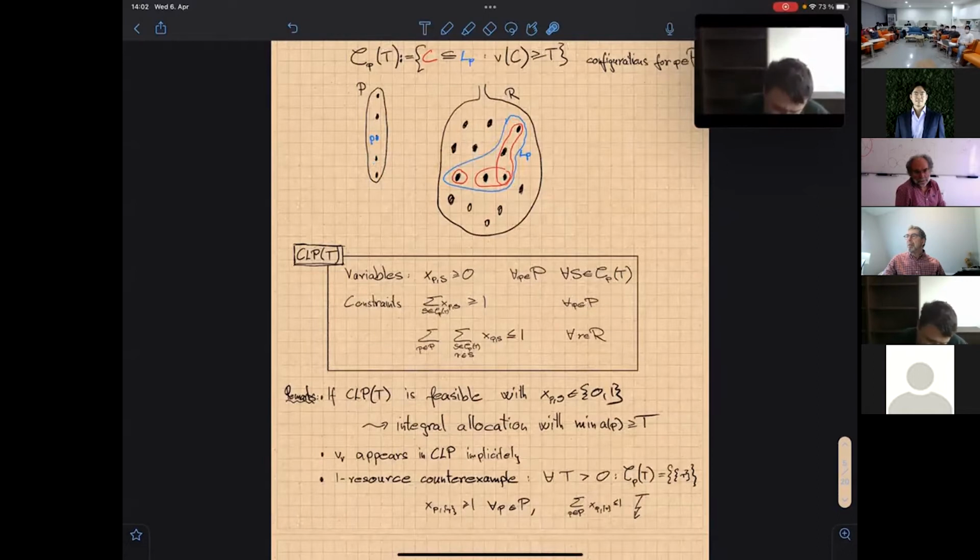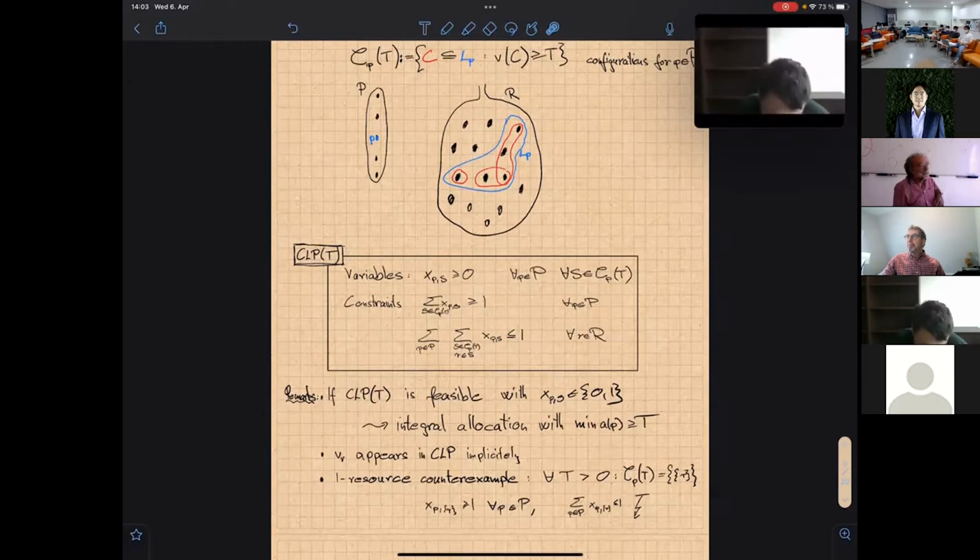And you can think it through that if you would have a 0-1 solution to this LP, then you would get an integral allocation where the ones will tell you which configuration goes to which child. One advantage, or yeah, it is important to note that the V's seemingly are not present in this LP, but they are, because we are defining the set of configurations, hence the set of variables, through the V's.